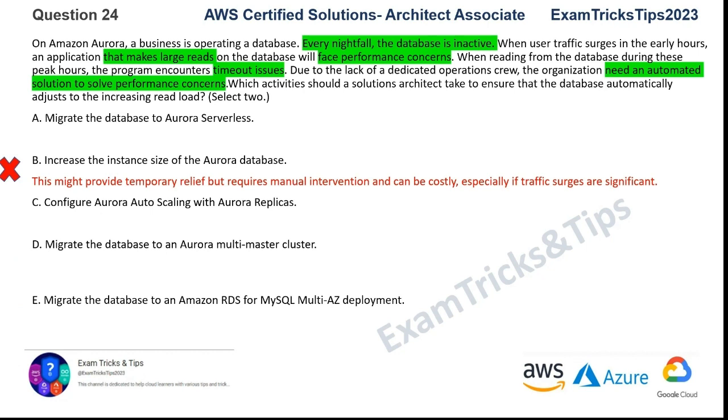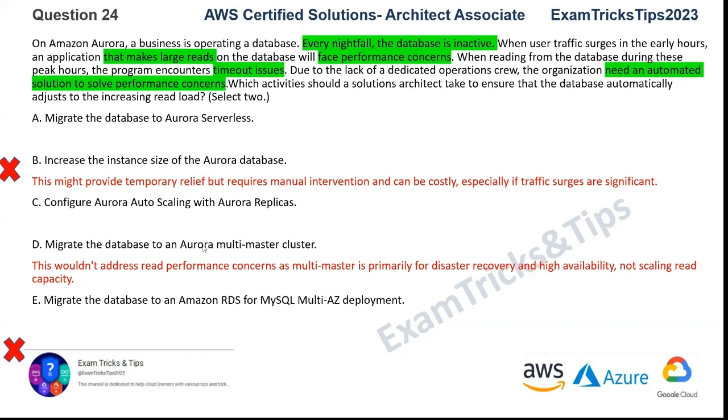Option D is another incorrect option for me. It says migrate the database to an Aurora multi-master cluster. Now, we don't need any reliability solution here. What we need is to improve performance. This solution is not going to help with read performance. With a multi-master cluster, it will help you with disaster recovery and give you availability, but it is not going to help with scaling the read capacity. So that's an incorrect option, and option D is gone.